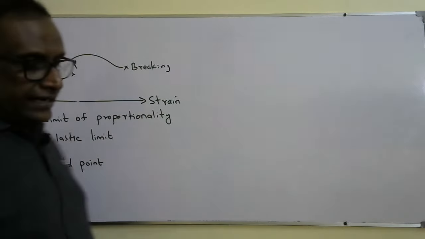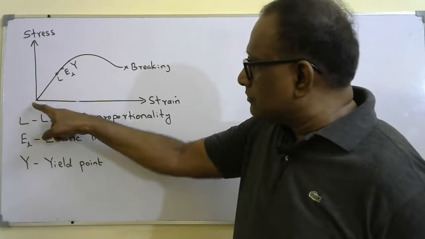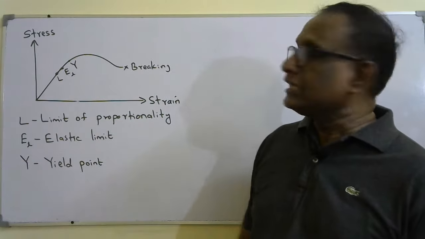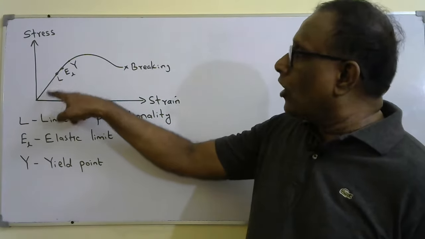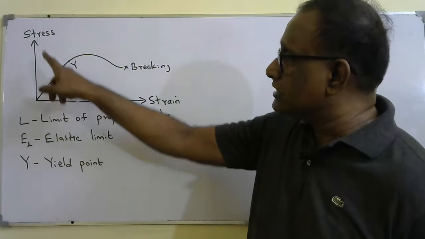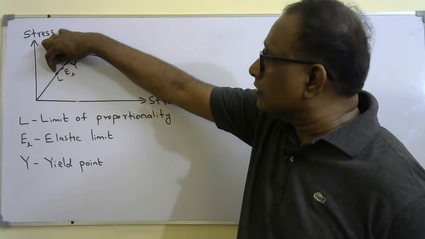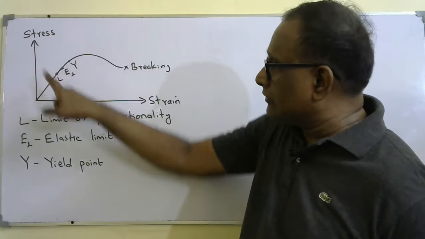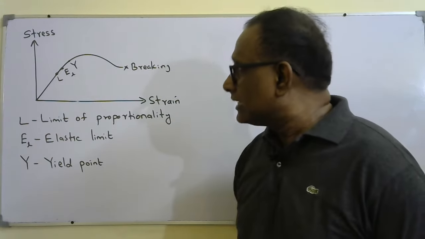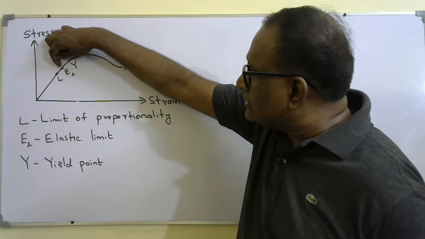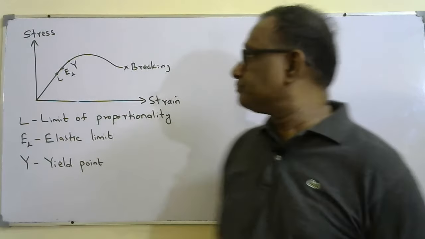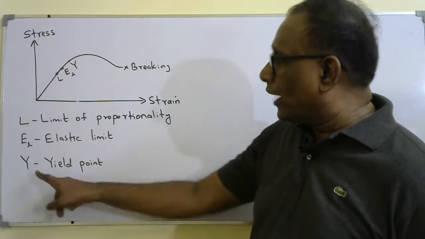Okay, so this is a stress strain graph. Here also the first portion is a straight line, that is up to L, the limit of proportionality. The material obeys Hooke's law, or the stress is directly proportional to strain, or force is directly proportional to extension, up to the limit called the limit of proportionality, marked with capital L. Then the next point is EL, that is the elastic limit. Up to this limit of stress, when the applied force is removed, the material will return to the original shape.